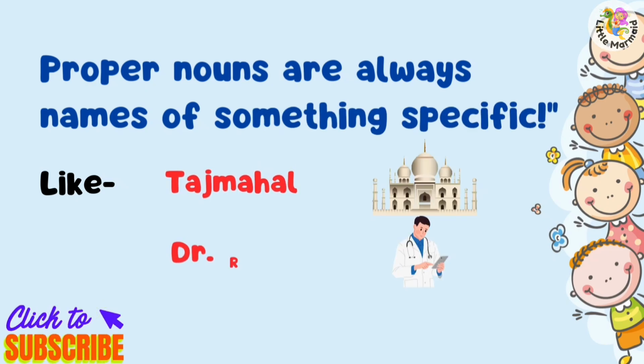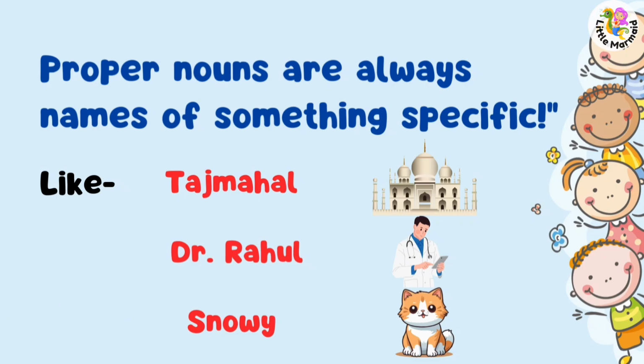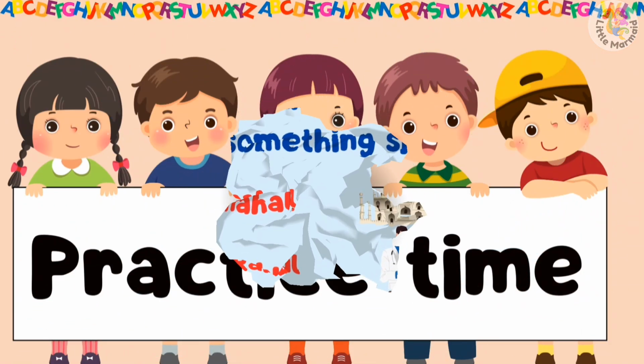Some more examples of proper nouns are Taj Mahal, Dr. Rahul and Snowy. That is a cat.